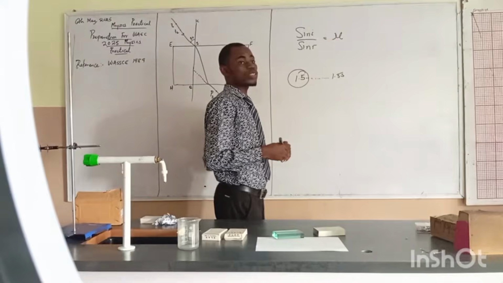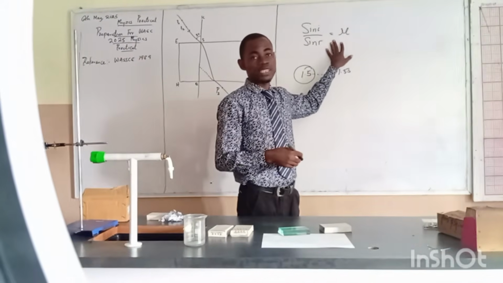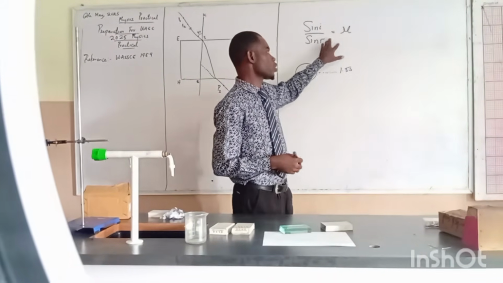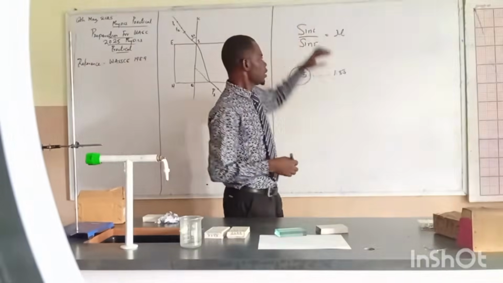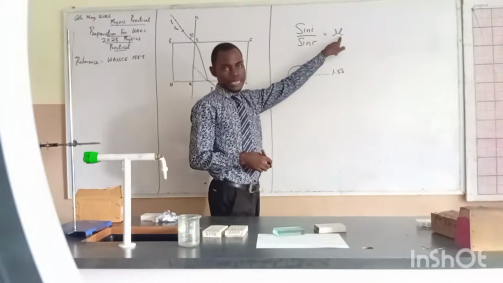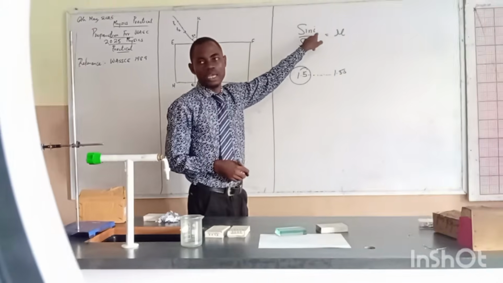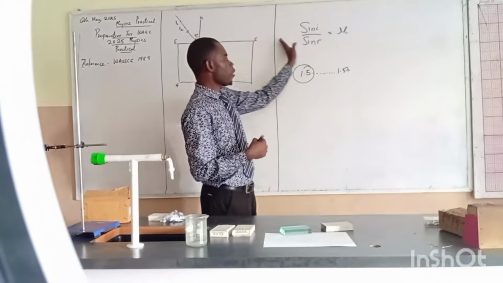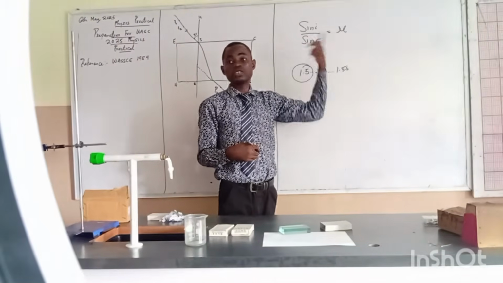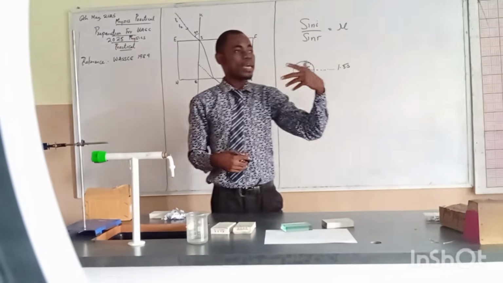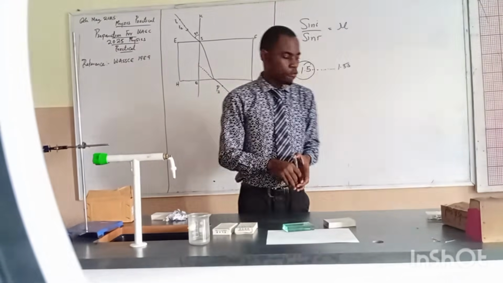This constant, we call it Snell's constant, because this law was stated by a scientist. The law was called Snell's law. Now, since I have no refractive index, they will give you the angle of incidence in the question. With this formula, I will make sine r the subject of the formula, and at the end of the day, I will do the inverse of sine.